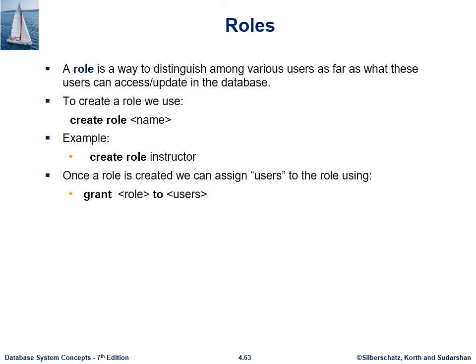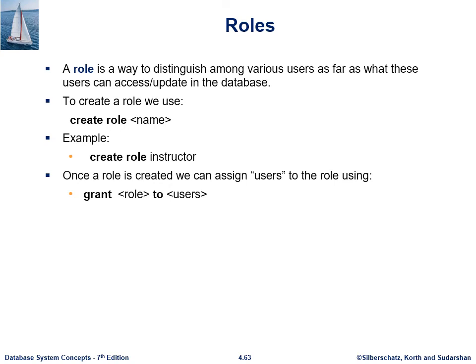For example, create role instructor. Once we create a role, we can assign users. That means just classify users into different groups. So grant role to users. That means assign a role to a user or users. Okay.